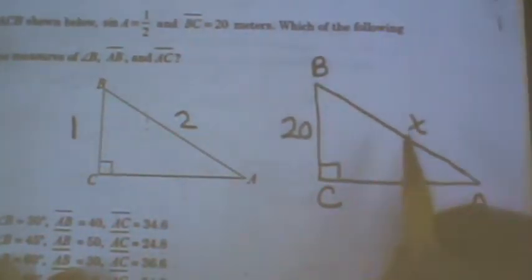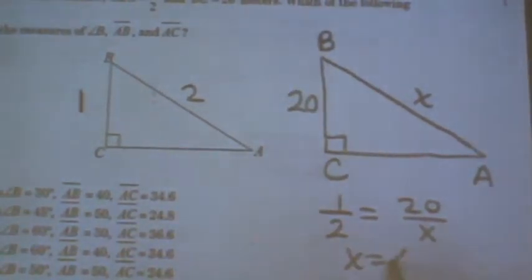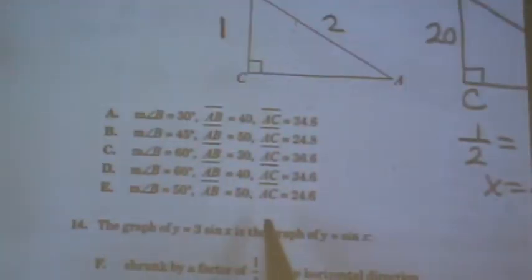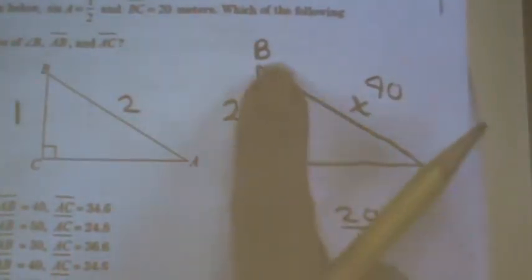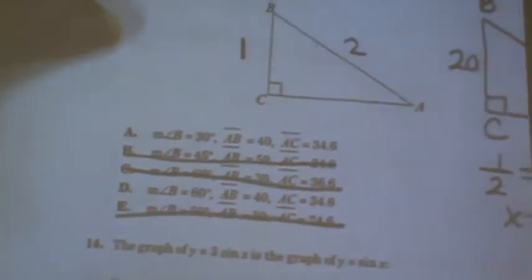So if these are similar, how would you figure out this side? I would use a proportion. I would say 1 is to 2 as 20 is to x. And if you cross multiply, you get x is 40. So, side BC is 40. I'm sorry, BA. Read it wrong. Usually it's ABC. BA is 40. So which of these can we cross out? That one, and that one.